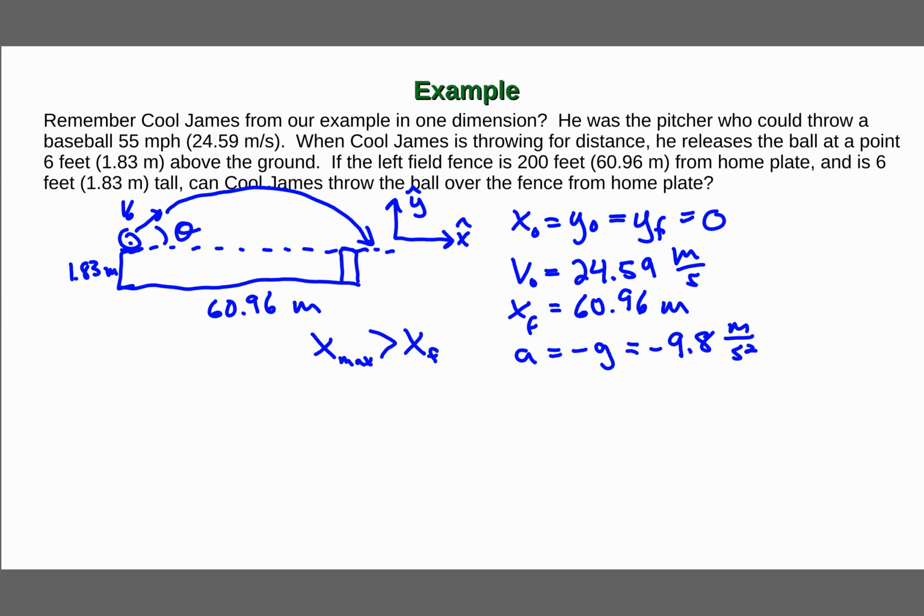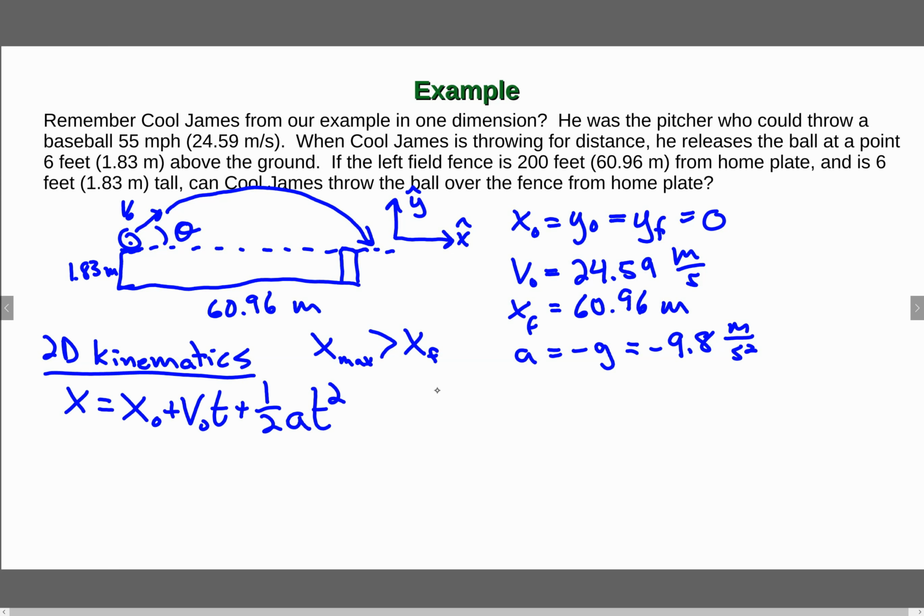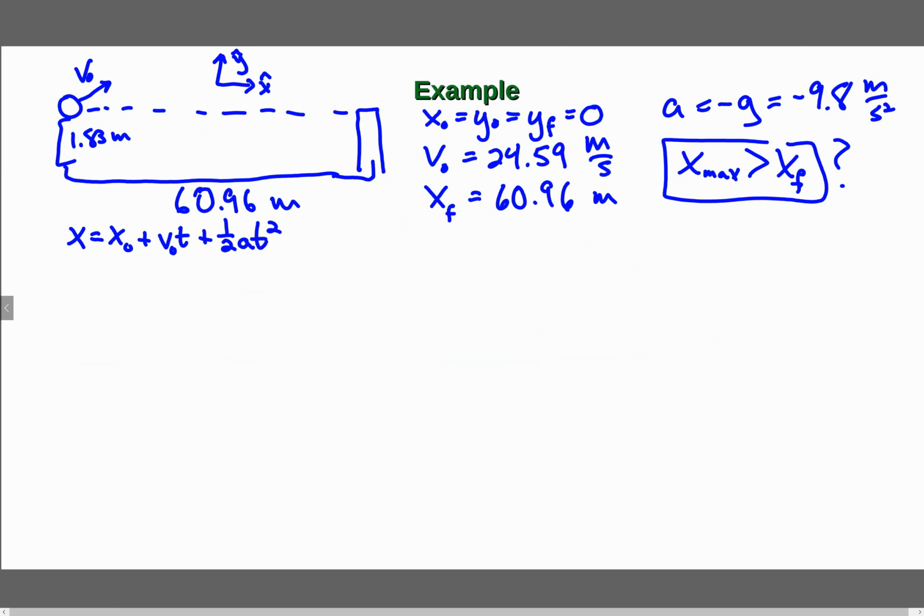So there we go. So now we're going to solve this with 2D kinematics. Which means we're going to use this equation right here. And again, remember that in reality, I'm always going to probably write it like this, but we know that it actually means this. So now, let's consider our motion in the x direction.